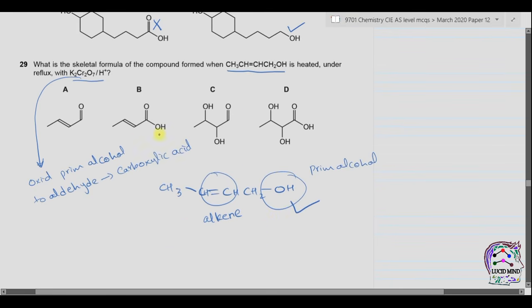Let's see which part is correct. In part A they have converted it into an aldehyde, which is wrong because it won't stop at the aldehyde, it will convert into a carboxylic acid. In part B they have converted it into a carboxylic acid and the alkene is unaffected, so it is the correct option. In part C they have changed the alkene, which is not possible. In part D they also have changed the alkene, which is not possible. So the only possible answer is part B.